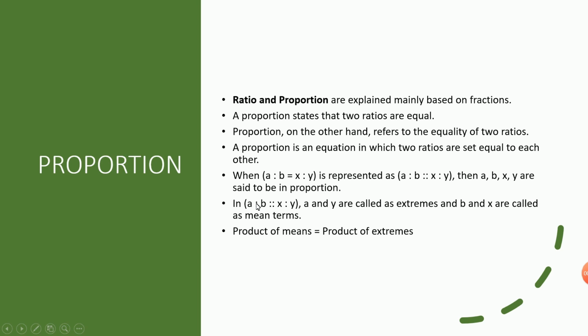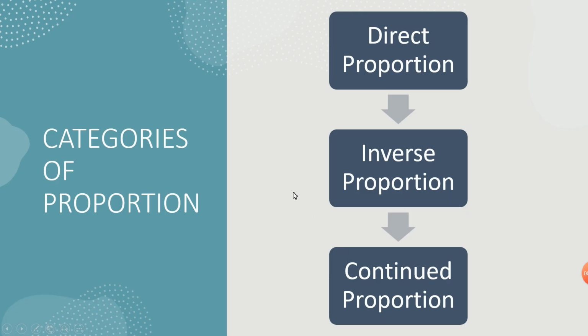So if they give three numbers and one unknown in alphabet form, we can identify it using this formula. It is a simple form of proportion calculation. So there are three categories of proportion: direct proportion, inverse proportion, continued proportion.